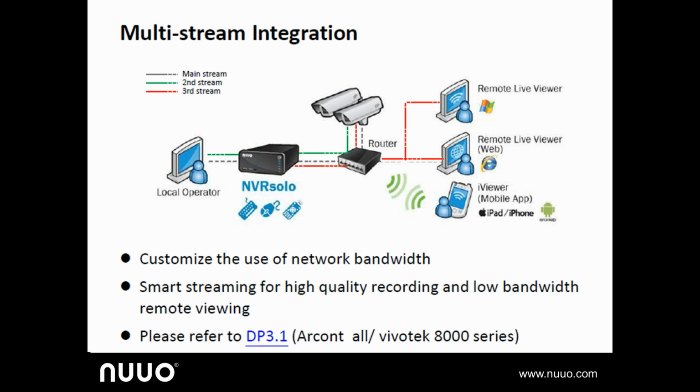So the concept is very easy: the user can actually choose which stream he wants to see on the client side. The benefit of it is very obvious. Of course, you can save network bandwidth, and you can record with high quality video, but at the same time you can view the video with lower quality to save the bandwidth.